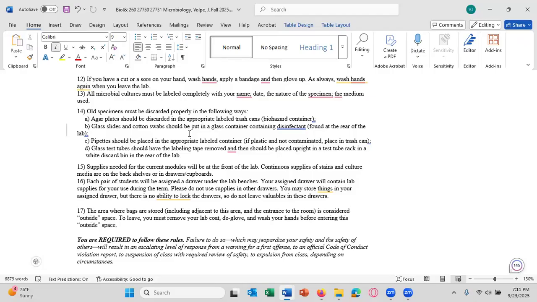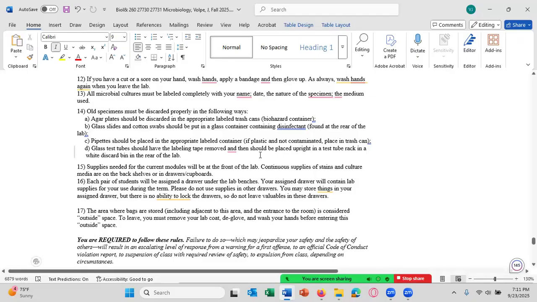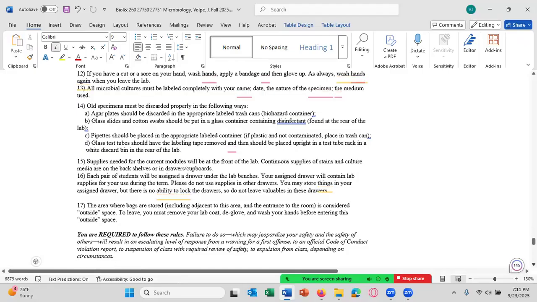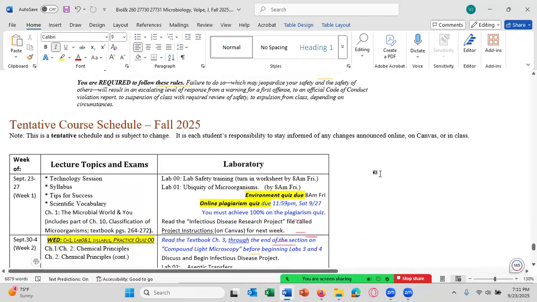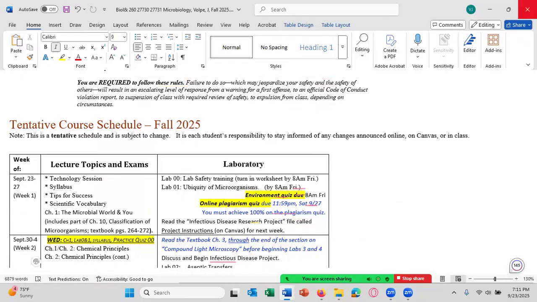Now remember, the area where your bags and your coat and your books are stored is considered outside the lab. So is the door that you enter to enter the room. But the lab is a few feet in from that. Any question about any of that? You are required to learn these and obviously follow them if you were to go into a real lab. All right, I think that's it for the syllabus.